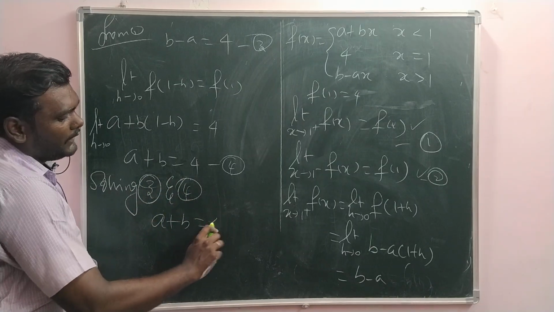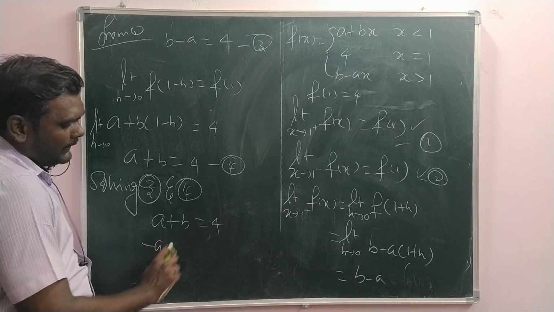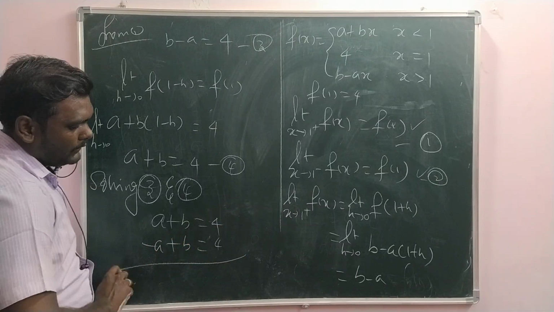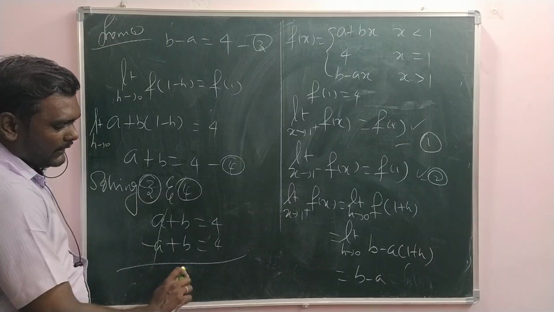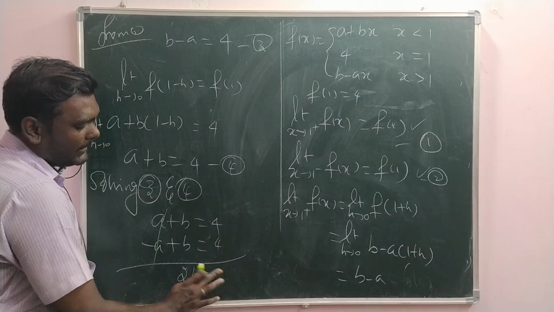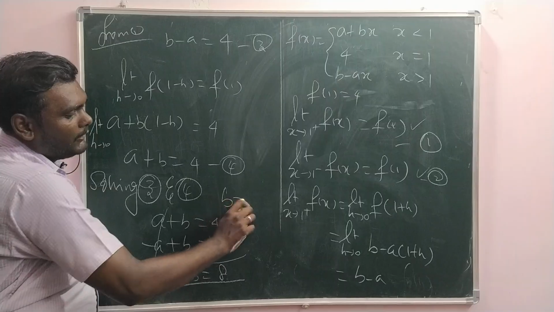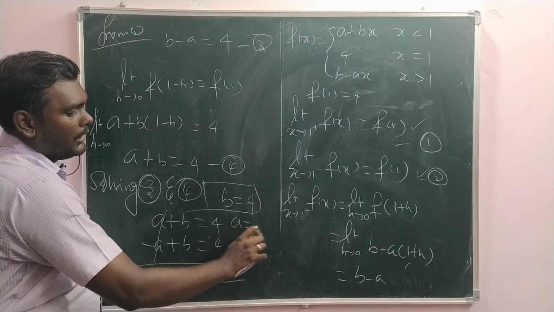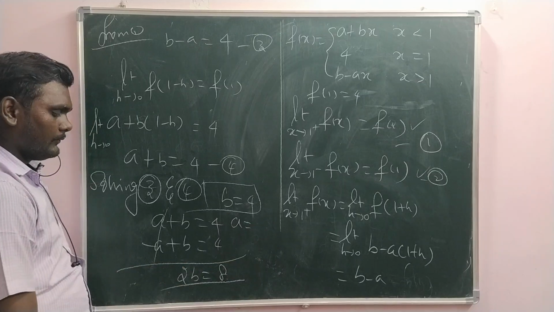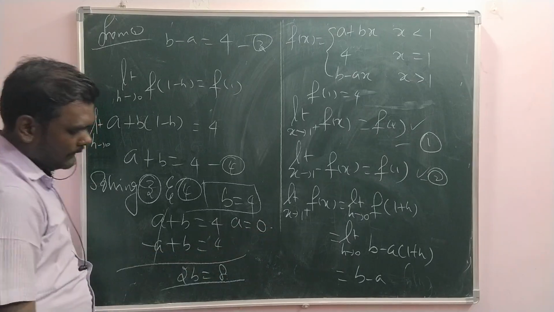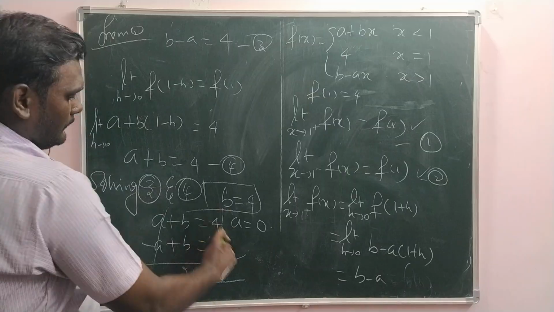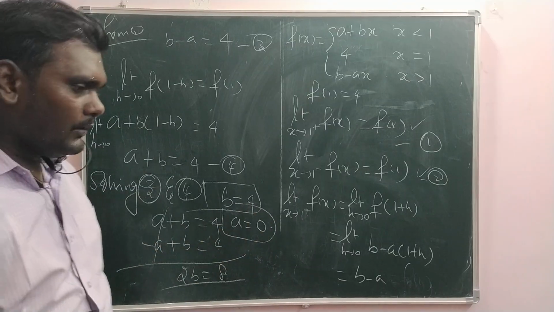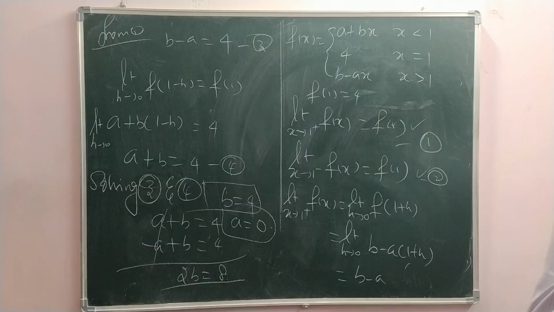See, it is a plus b is equal to 4, and this is minus a plus b is equal to 4. Simply add those things. Plus a minus a cancelled, we will get 2b is equal to 8 and b is equal to 4. When b is equal to 4, a is equal to 0. That is it. Okay. This is the value. So you get to understand how this limit works, how we can work out for which case which definition should be applied, is it?